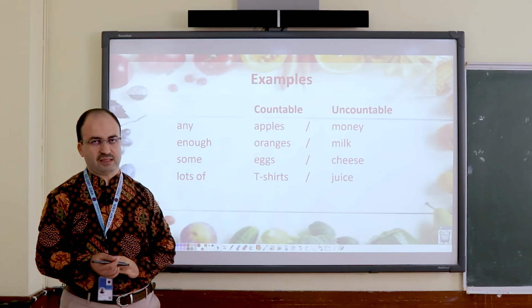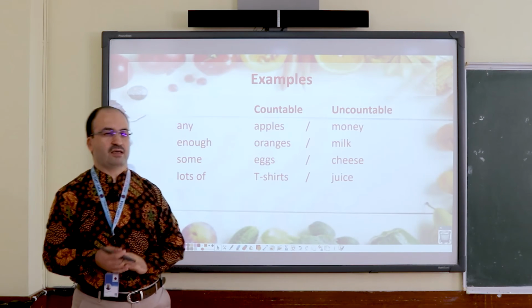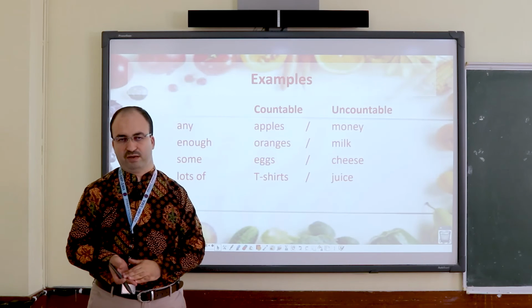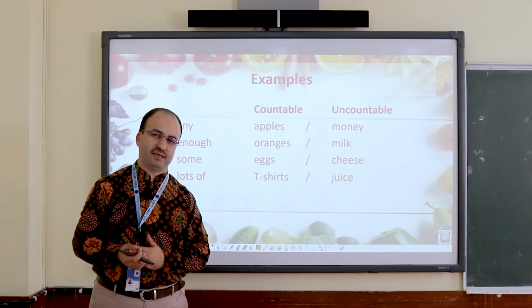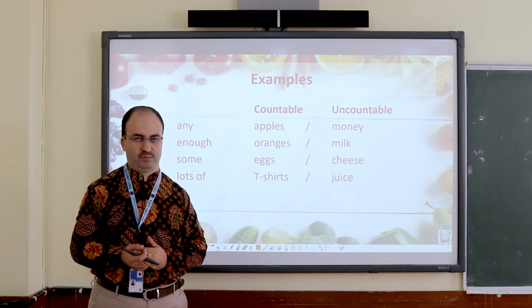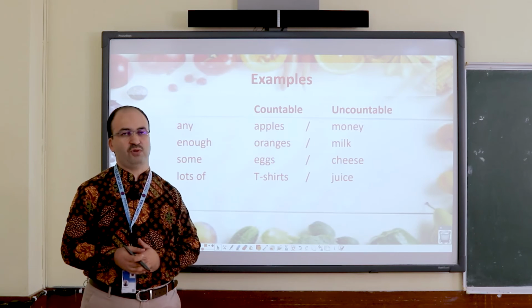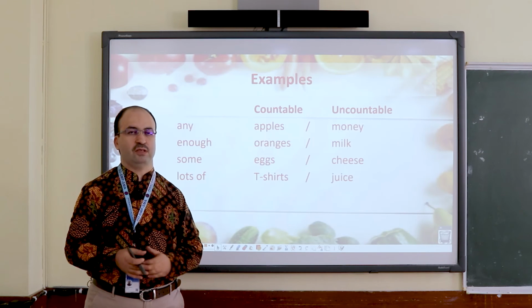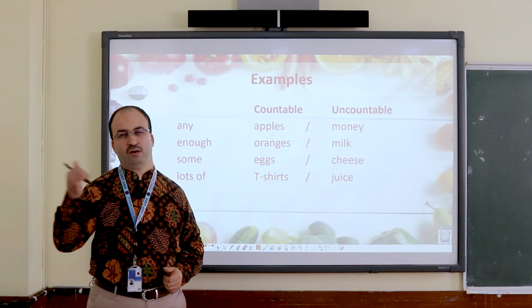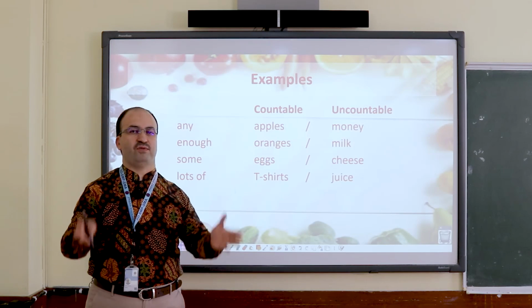So this is the end of this lesson. So there are countable and uncountable nouns. Countable nouns are divided into two, singular and plural. And there are quantifiers that we use only for countables, only for uncountables, and for both of them.